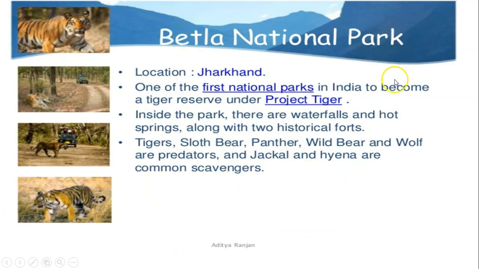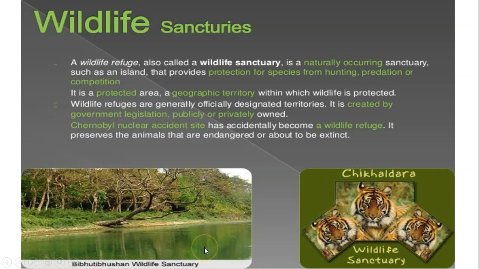Then Betla National Park, it is in Jharkhand, one of the first national parks in India to become a tiger reserve under Project Tiger. Inside the park, there are waterfalls and hot springs, and we can see tiger, sloth bear, and other animals here. Okay, now let's go towards wildlife sanctuaries.